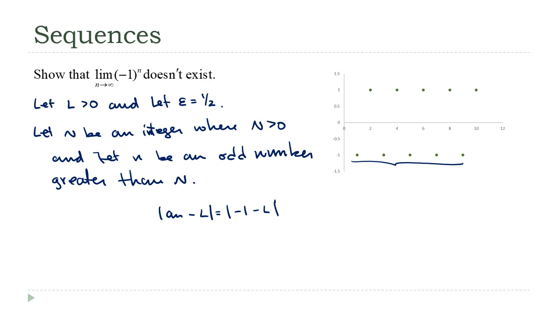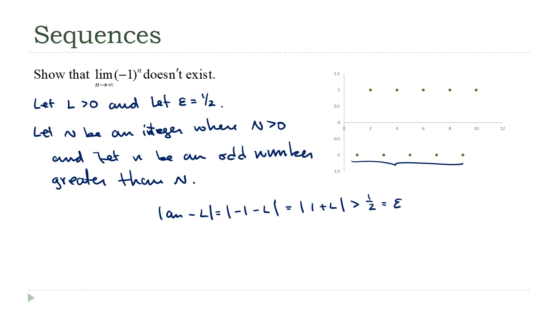So this is equal to the absolute value of 1 plus L. And because L is a positive number, L is greater than 0, this is greater than 1/2, which was our chosen value of epsilon. So what that means is that L can't be the limit, because there exists an epsilon for which we cannot find the required value of capital N, such that every value of the sequence greater than that number is within epsilon of our hypothetical limit.